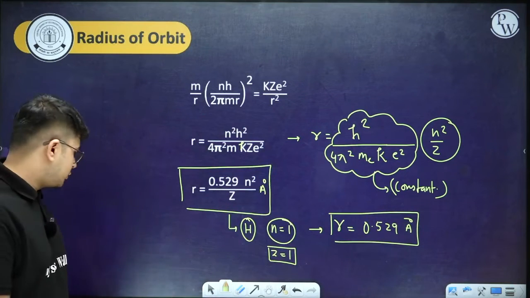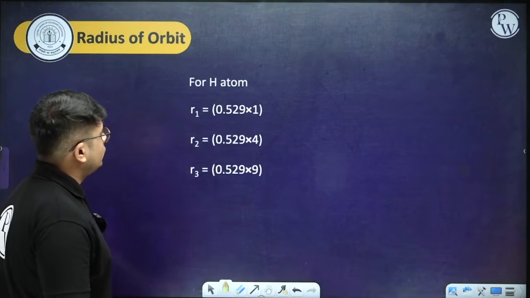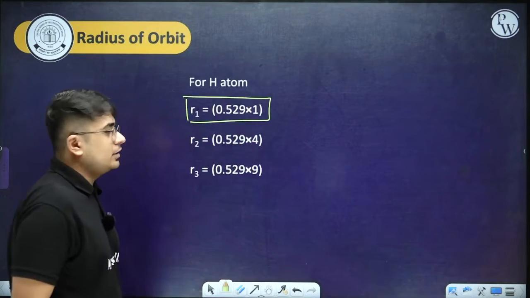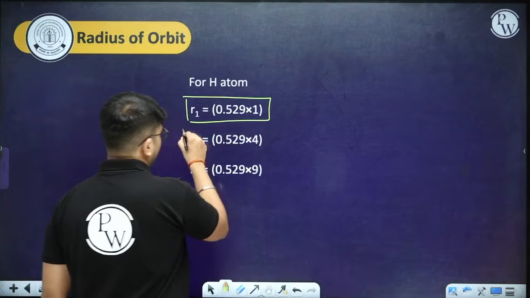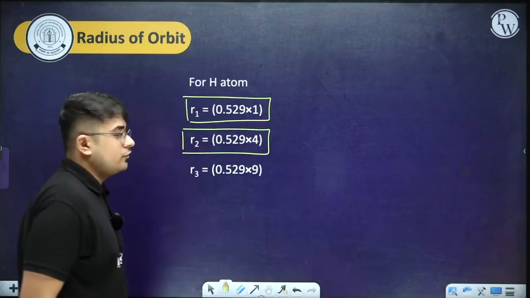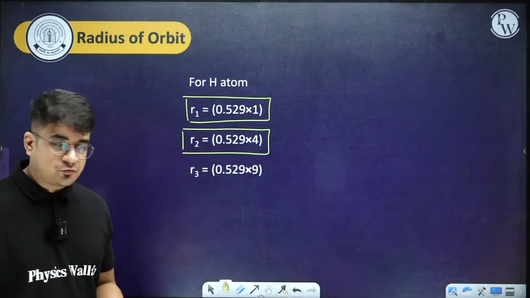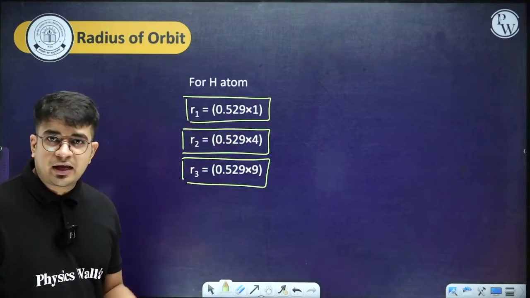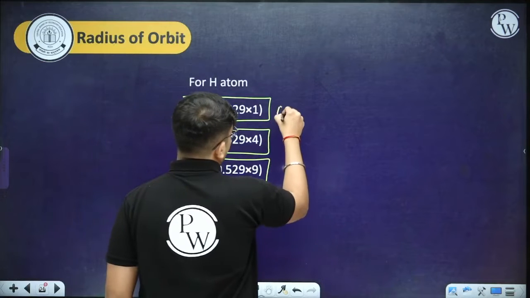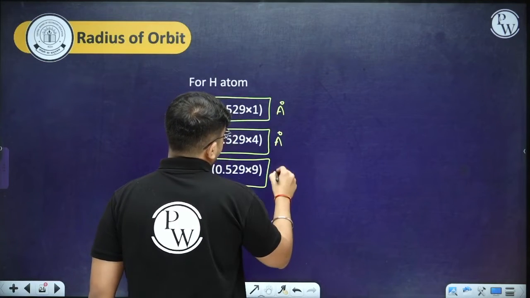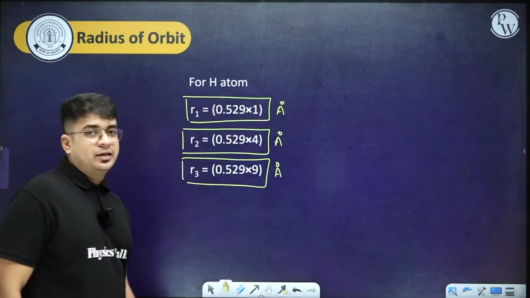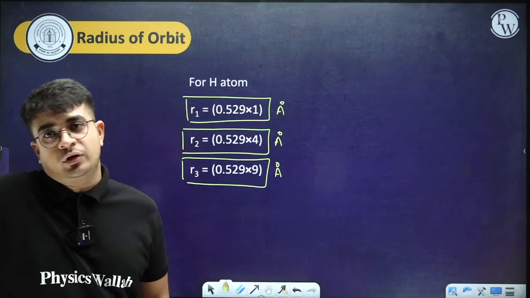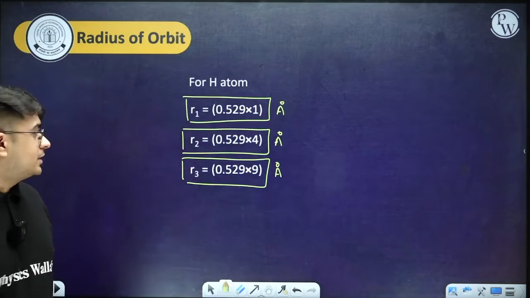Very simple explanation. So for hydrogen atom, if the electron is present in the first orbit, then the factor is 1. If it is present in the second orbit, then it will be 0.529 multiplied by n square, which is 4. For the third orbit, it will be 3 square, which is 9. That will be the value in angstrom only. In picometer, that will be 52.9 picometer, or in nanometer, that will be 0.0529 nanometer. I hope this entire portion is clear.